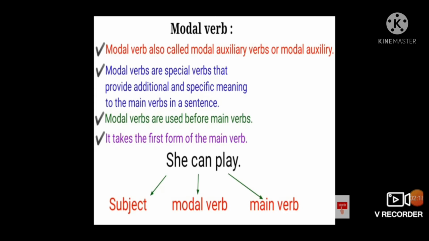It takes the first form of the main verb. When you use a modal auxiliary, we have to use only the verb one form, that means the first form of the verb. Look at the given example. She can play. Here, can is a modal verb, play is the main verb. We should not use any verb plus S or ED with the main verb when you use the modal auxiliary.